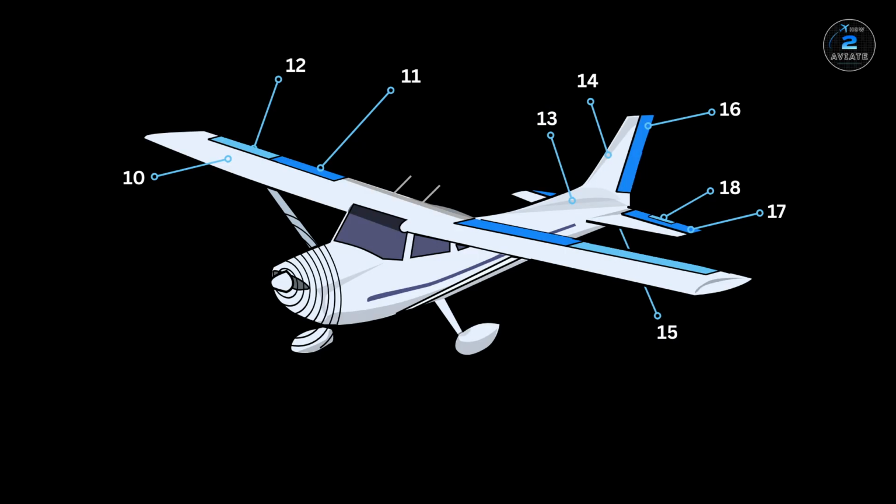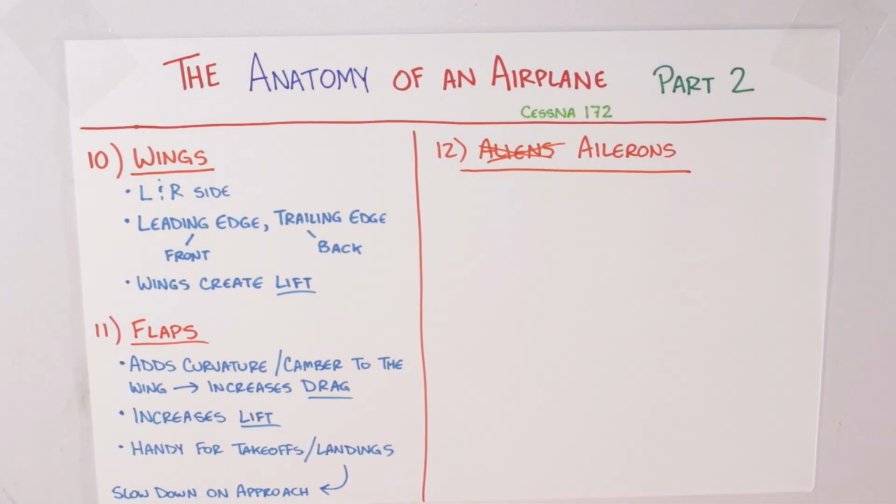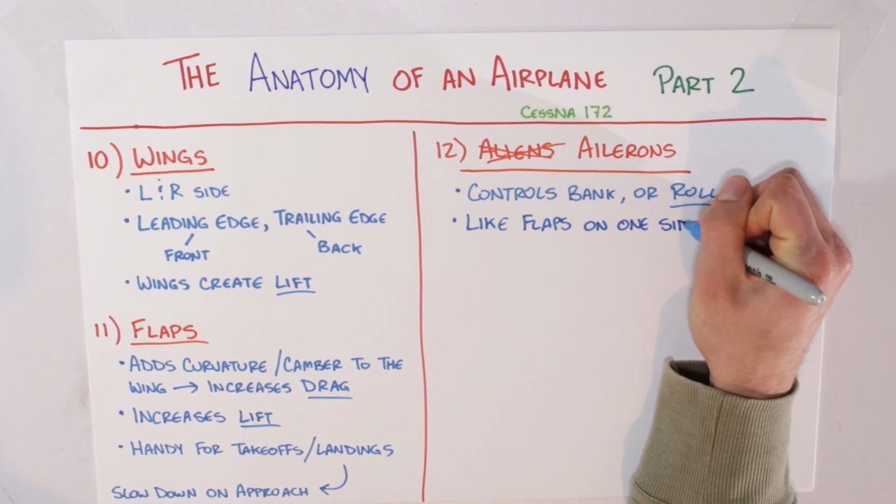Number 12. If you look right beside the flaps, you'll see another set of movable panels. These are called the ailerons. They too reside on the trailing edge of the wing, and their job is to control the movement of roll, which again is the circular tilt or rotation of an airplane.